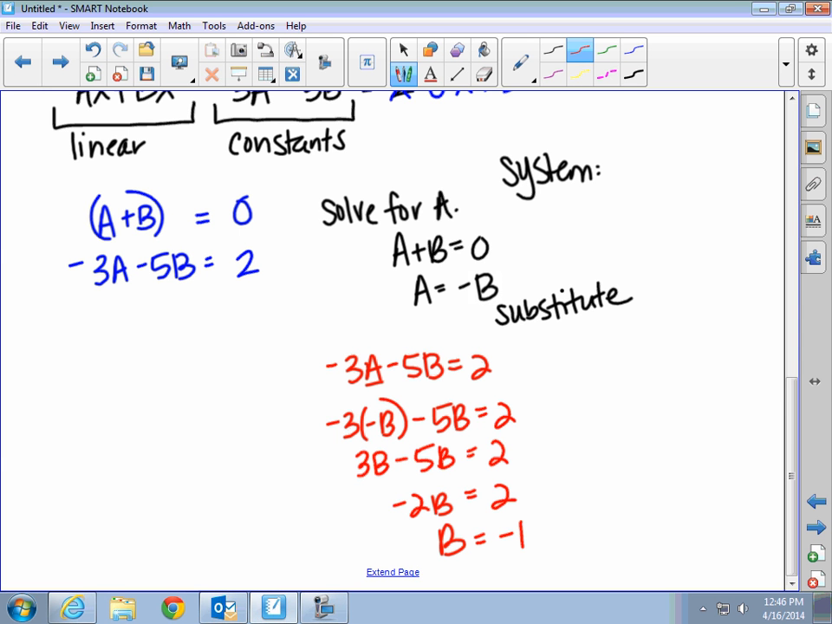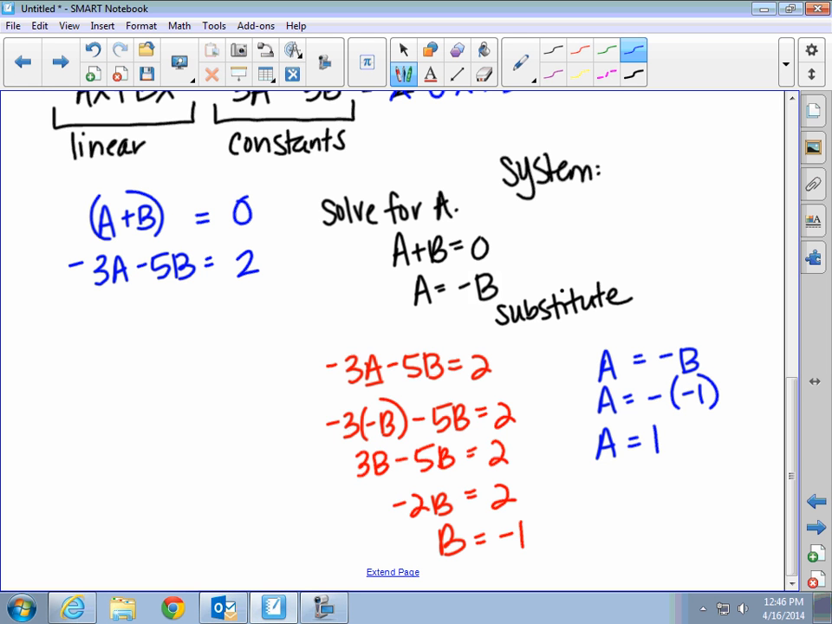Negative 1. What does a equal? If a equals negative b, that's the opposite of negative 1. So a equals 1.